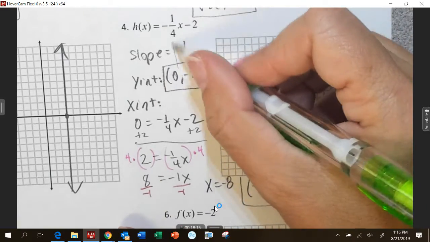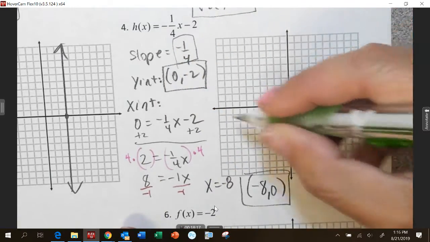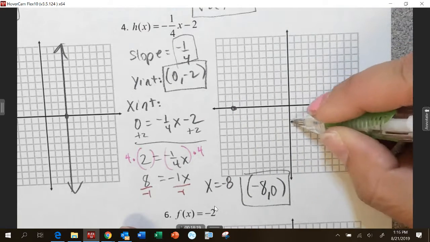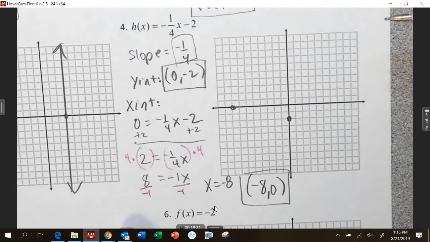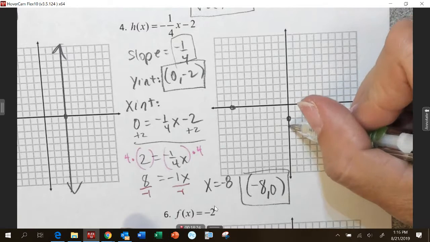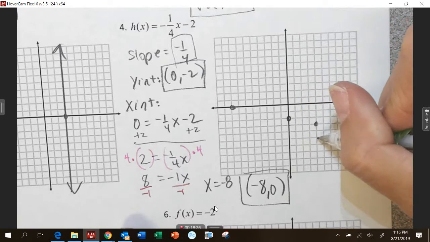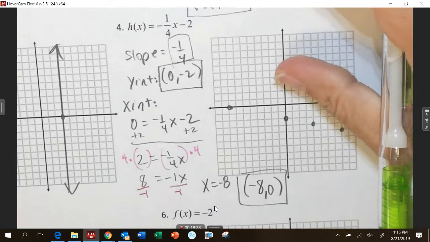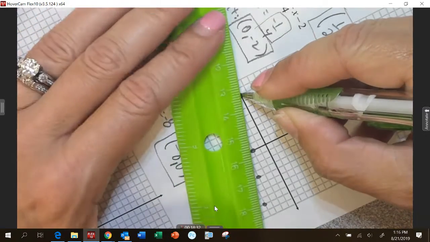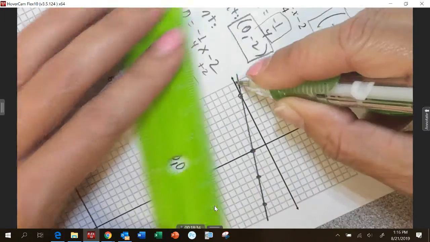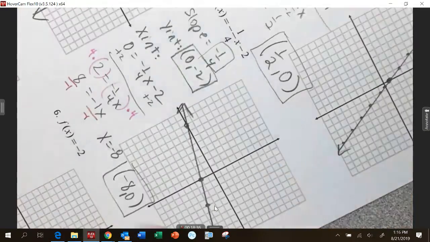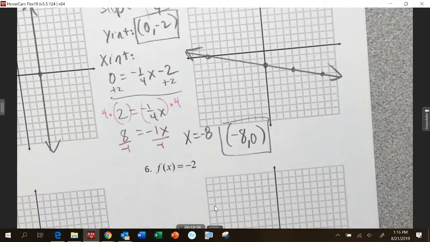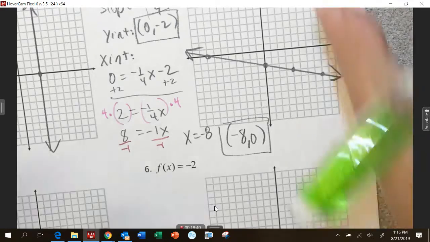And then from there we need to go graph -8, 0 and 0, -2. You can also use your slope, -1/4, -1/4. All of these things should end up on the same line. If your slope is positive and your line is going downhill, you've done something wrong. So you kind of want to make sure everything makes sense together.